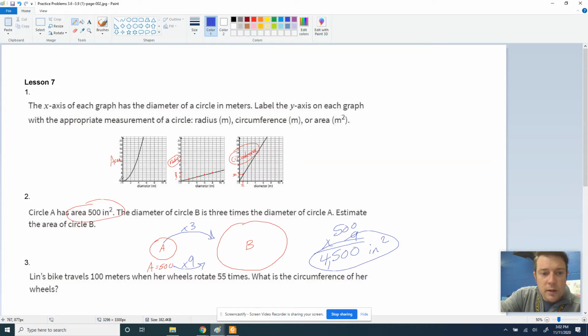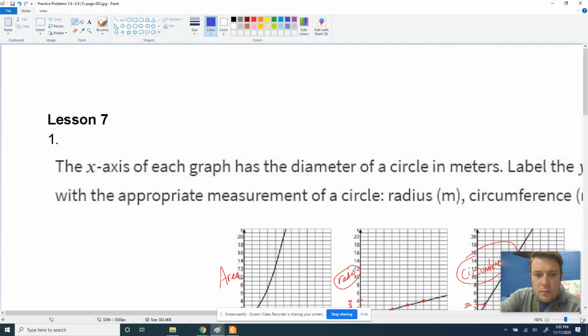So this first one right here, because it's curved, the only one that we've ever done in class that had a curve to it was when we related those estimated areas that we had. And so I put area up here, and this was the diameter. It grew, but it had a curve to it. Okay, I'm going to zoom in on these other two.